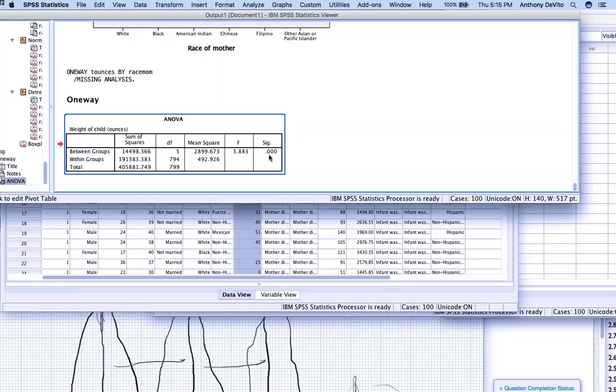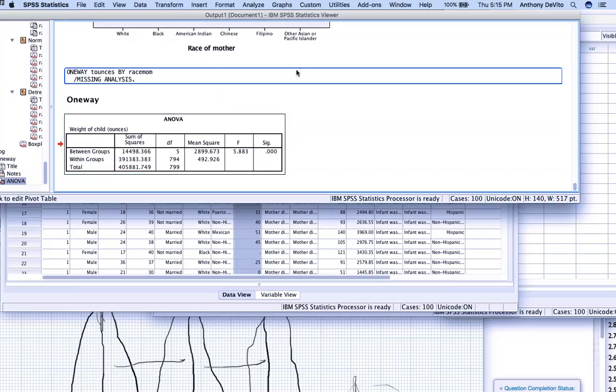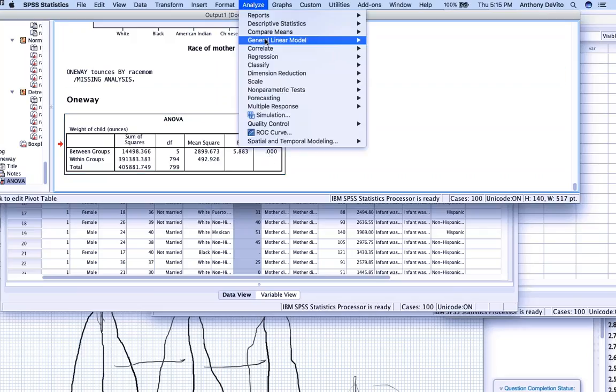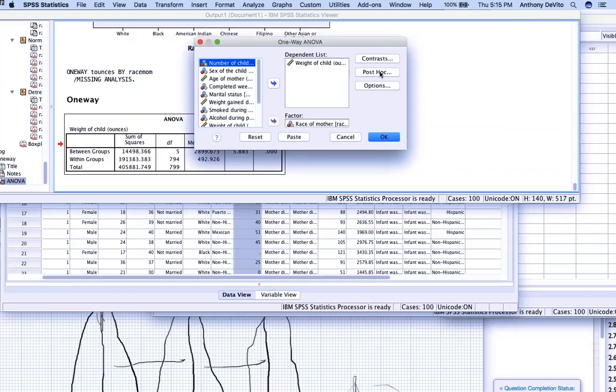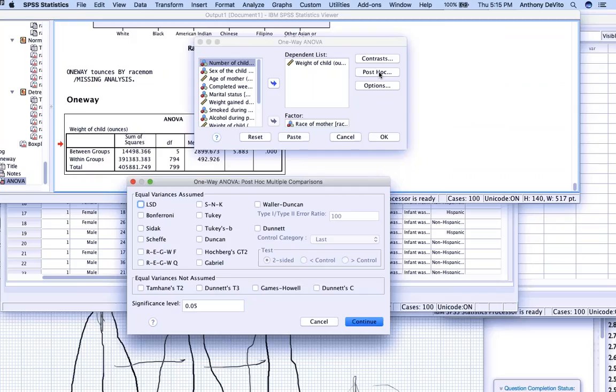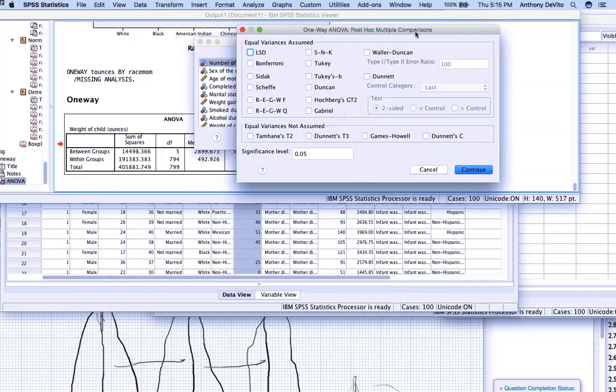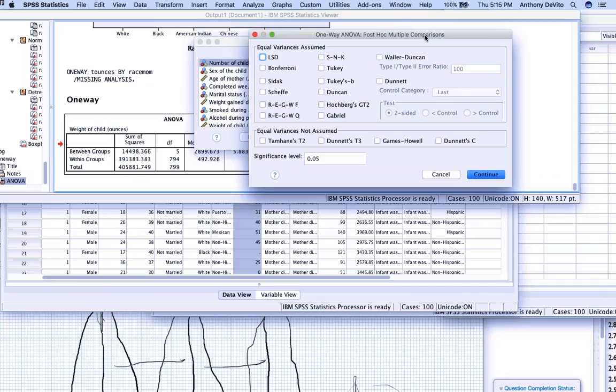But now that I have proved that there's a difference between the means, I want to determine where the difference is. So I go back in here and say analyze, compare means, analysis of variance, and this time I click on post hoc. Post hoc is Latin for after the fact. After we've proved that we can reject the null hypothesis, we can ask it to do a group-to-group comparison to tell us which of these groups are statistically significant.